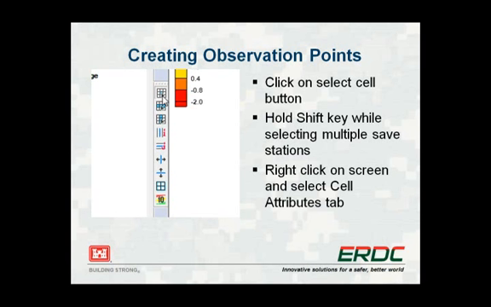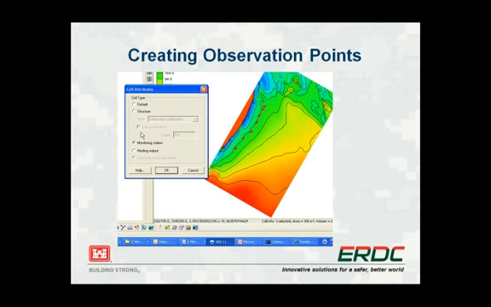You can hold the Shift key while selecting multiple stations, and then after that, you right-click on the screen and select the Cell Attributes tab. You can see that we've selected 6 or 7 wave stations. The Cell Attributes tab initially will pop up as default, and you need to change that to Monitoring Station, and then click OK.